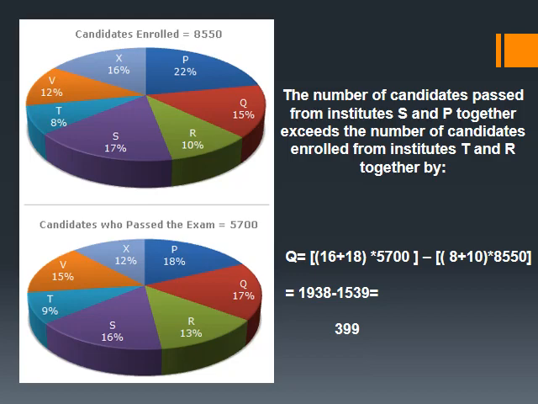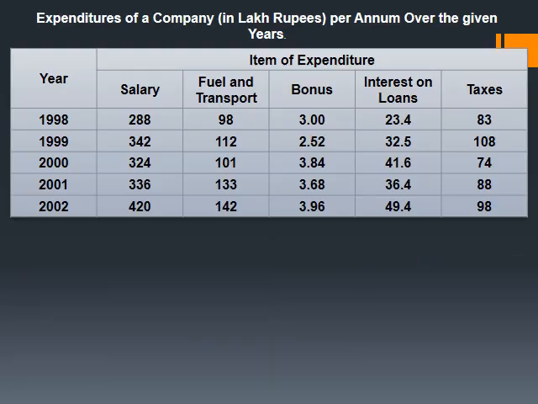Now let's look at the data from another type of chart. Oh, this is a table. So what does this table give? It gives at the top expenditures of a company in lakh of rupees per year over the given years. So on the left side of the first column, you can see which year, from 1998 to 2002. That means 5 years data given.